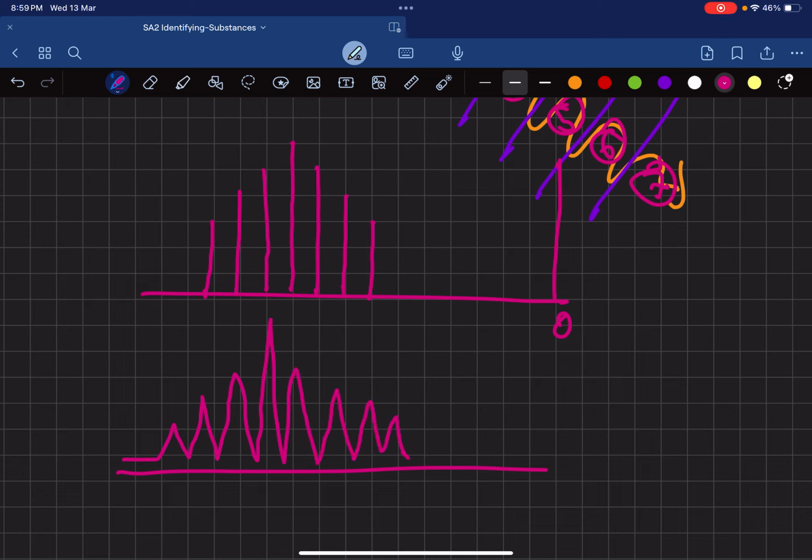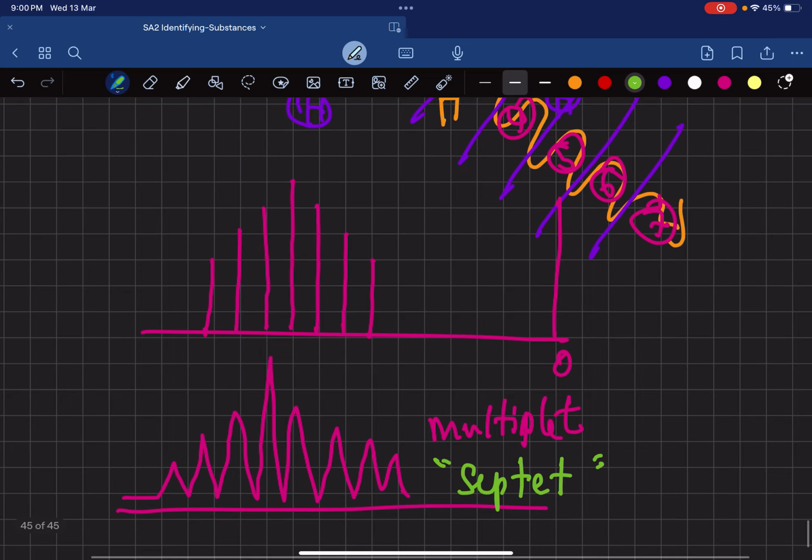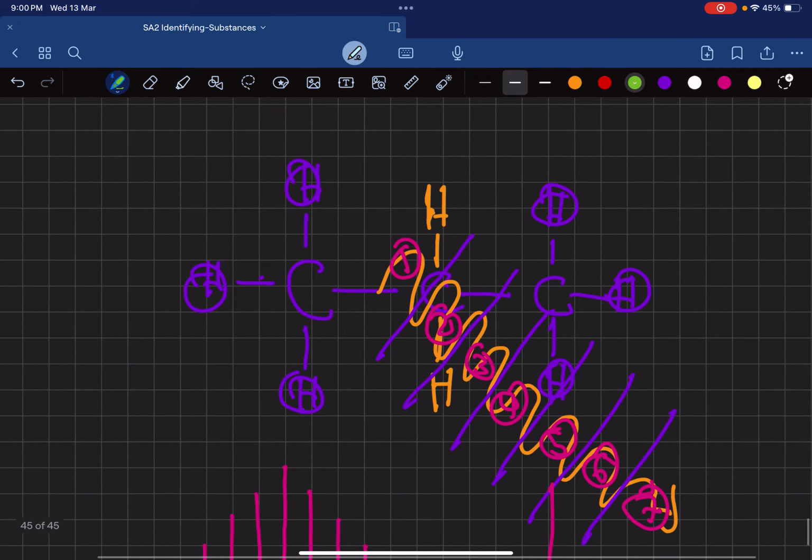It appears like this. All right, so this is called a multiplet. Okay, or the exact word for this is actually a septet. This is called a septet. So it will appear as a septet. So this is called splitting.